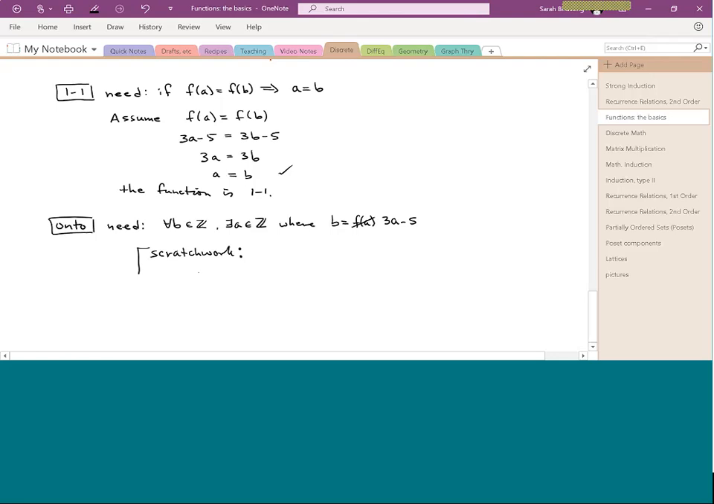So we start off with b equals 3a minus 5. This is supposed to work for any b. We'll be able to find some a that makes this work. So what we're going to do is solve for a. So if we solve for a, what happens? You add 5 to both sides. You divide by 3 on both sides.